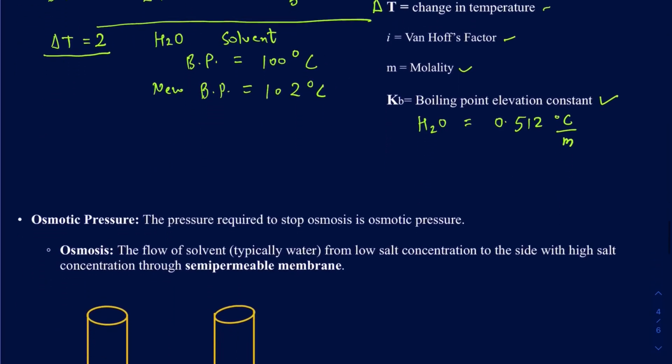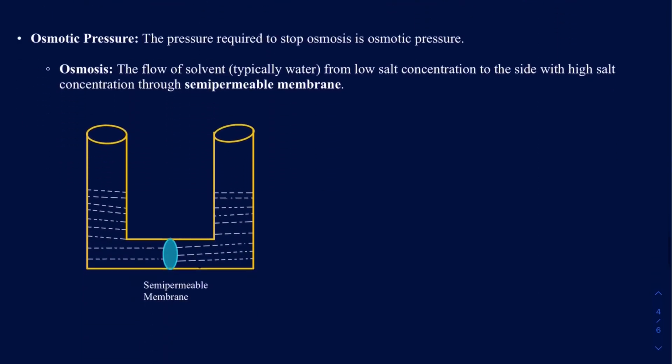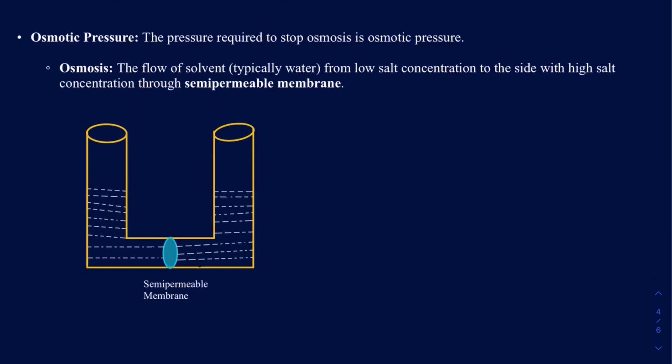The last colligative property we have is called the osmotic pressure. The simple definition of osmotic pressure is the pressure required to stop the osmosis. All right, so let me give you an example of how osmosis really works. Osmosis is the flow of solvent, typically water because that's what we really deal with for the most part, but obviously not necessarily limited only to water. It flows from the low salt concentration side to the side that has a high salt concentration.